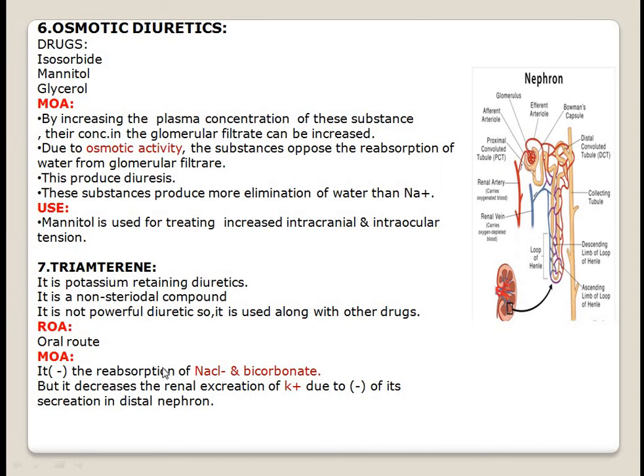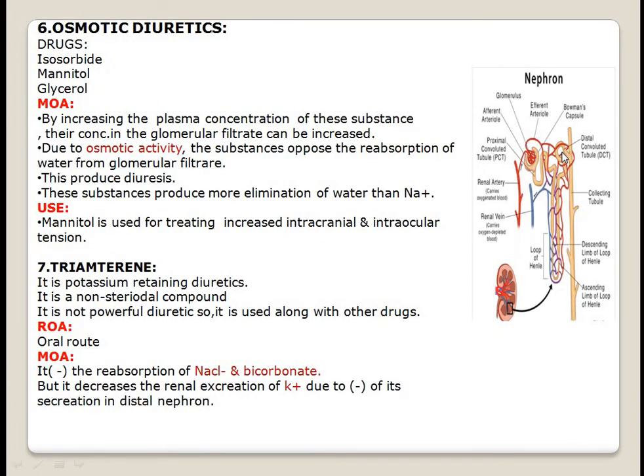Route of administration is oral route, and the mechanism is that it decreases the renal excretion of potassium due to inhibition of its secretion in the distal nephron. This will occur at the distal nephron, meaning the distal convoluted tubule.